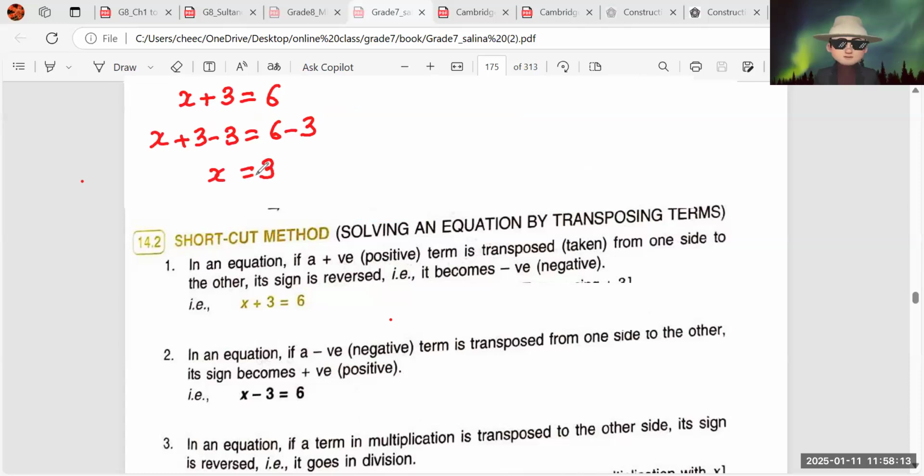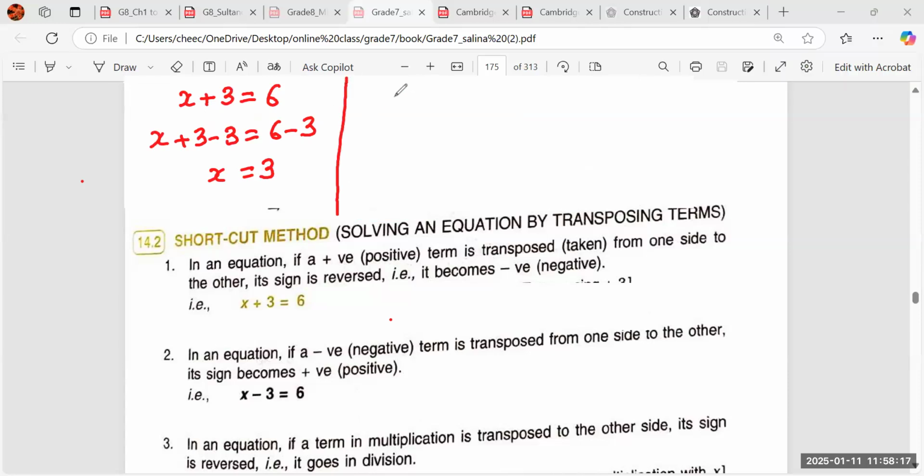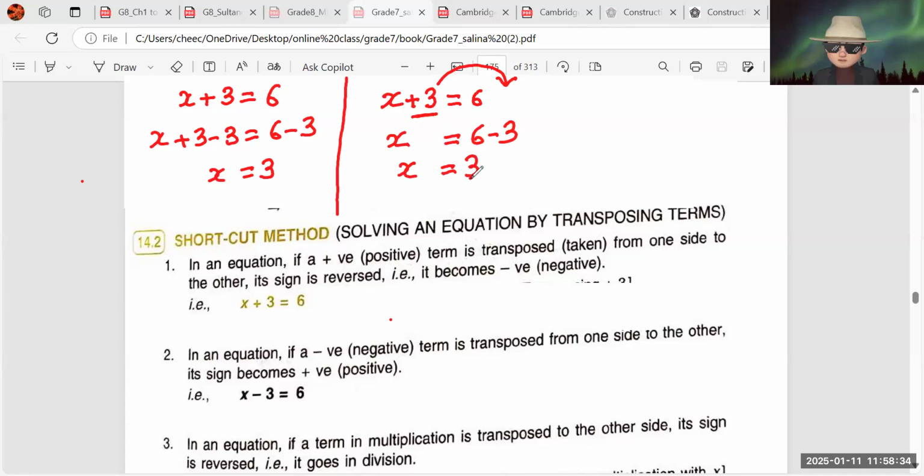Yes, sir. But of course, we won't solve now using this method. What we will do is we will find a shortcut to this. The shortcut is that this 3 is in addition. It will go to the other side and become subtraction. So x equal to 6 minus 3. That means x equal to 3. Any doubts in this?